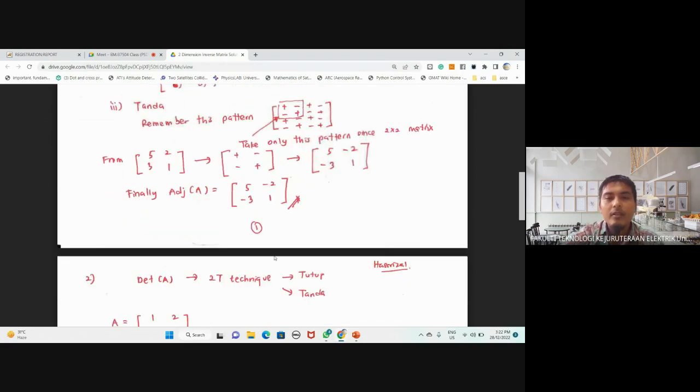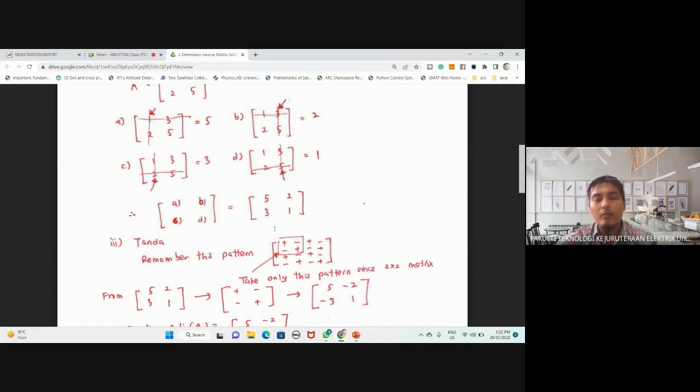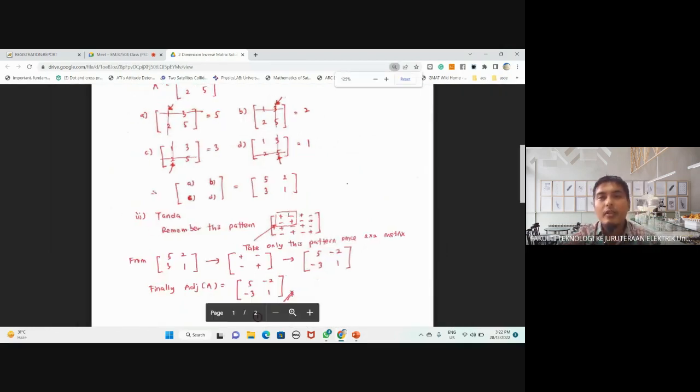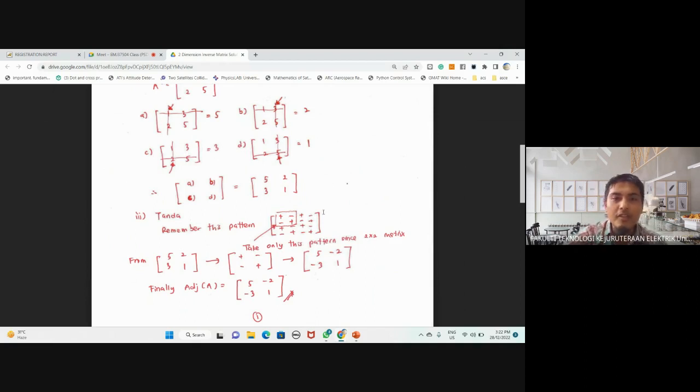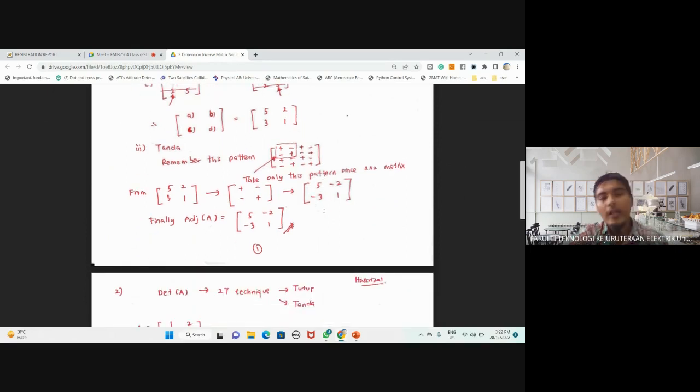Any question regarding this one? Is it clear or unclear? If unclear, please let me know which part before I proceed to the second page. Okay, I believe there is no question.